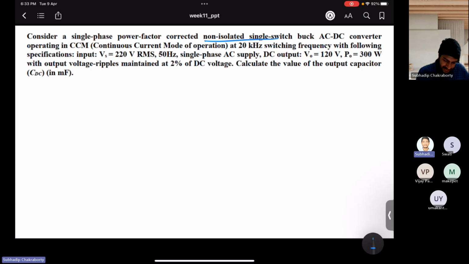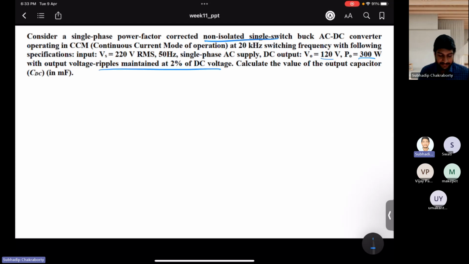This problem is easy, I think. Single phase power factor corrected buck AC/DC converter, non-isolated only, simple buck topology, operating at 20 kilohertz with the following specifications. The output voltage and power are given. Similarly, assume lossless condition. Don't assume that the buck stage has some power loss. This assumption will not be given; you need to follow it, because otherwise you cannot do the computation, right?